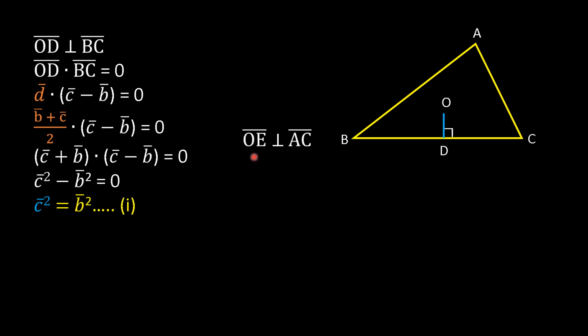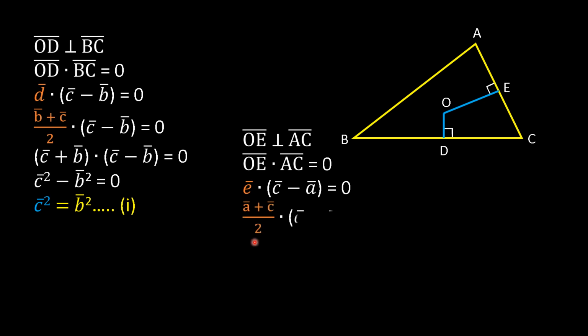Now we also have OE bar perpendicular AC bar. Therefore, OE bar dot AC bar will be 0. We write OE bar as E bar and AC bar as C bar minus A bar, so E bar dot (C bar minus A bar) equals 0. But E bar is (A bar plus C bar) by 2.